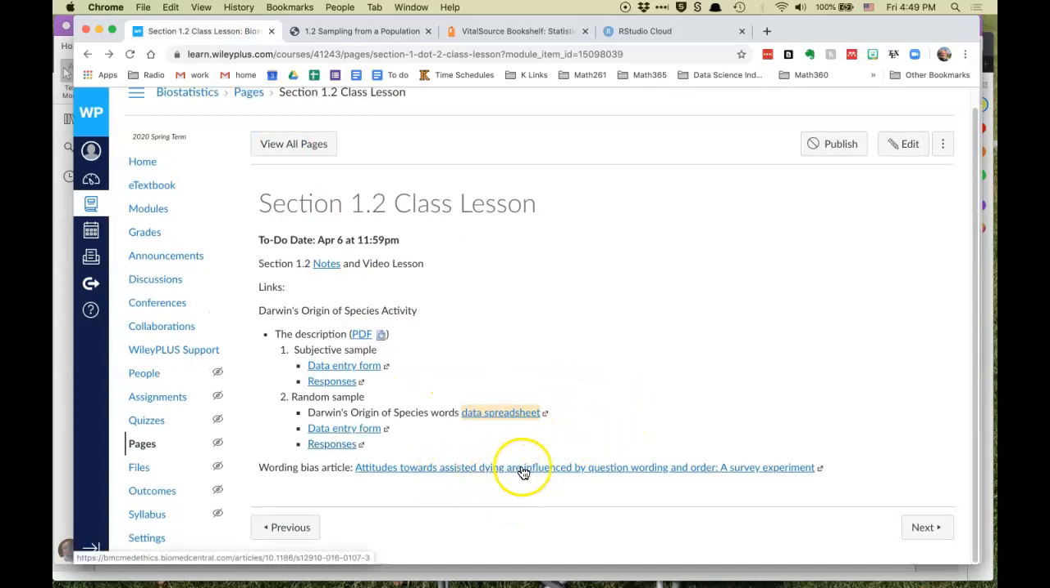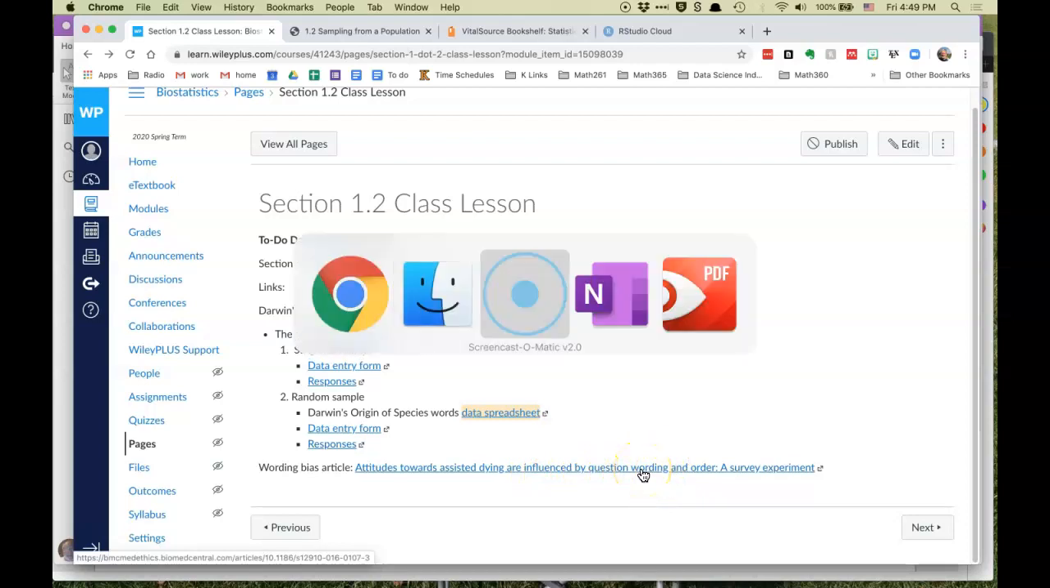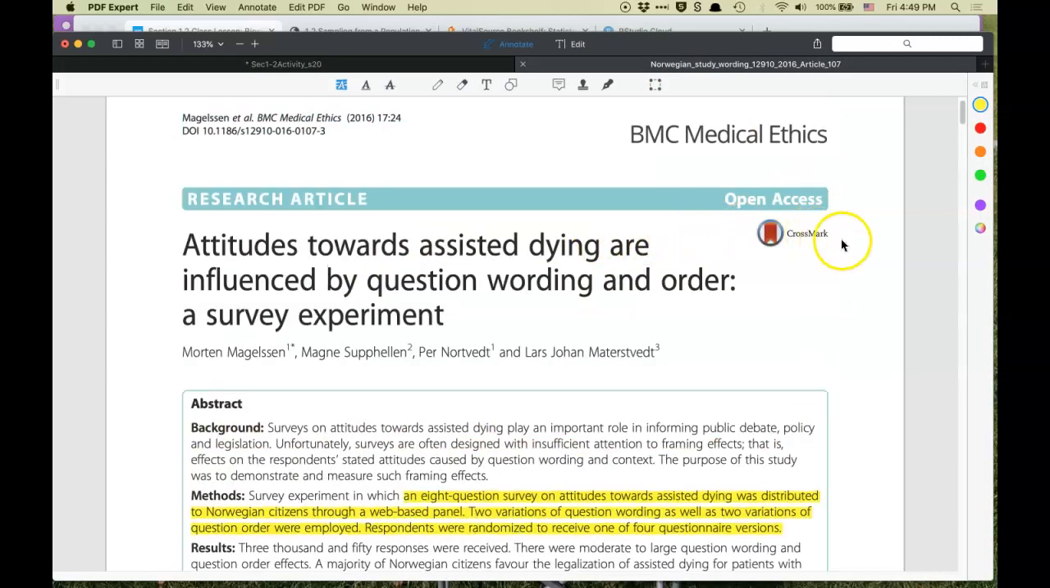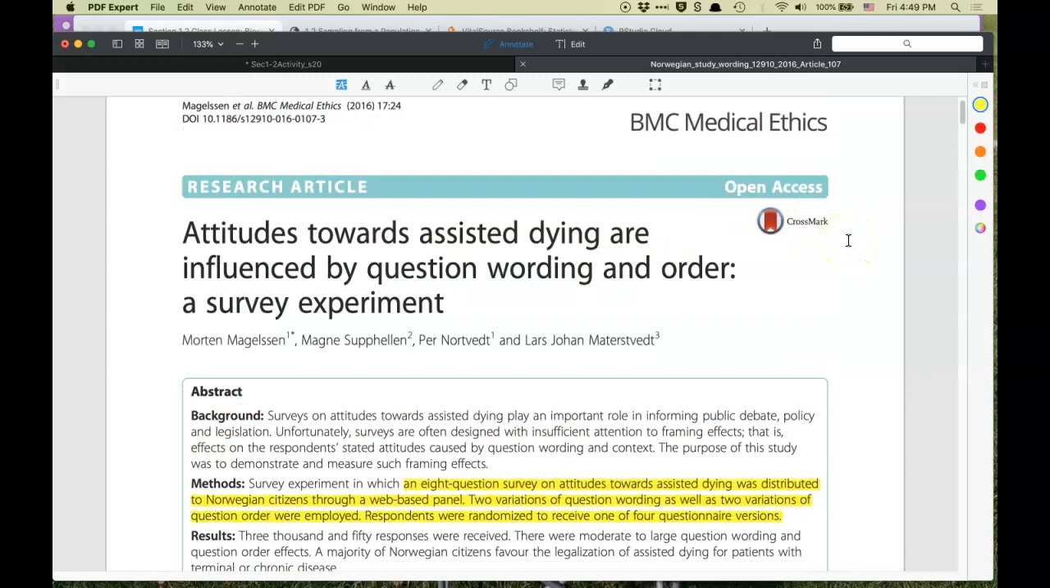It's attitudes toward assisted dying and how they're influenced by question wording and order. So I have a link for that. I believe I have my copy open here, but you can get a link here. So let me just take you through a little bit of this, because I want to give you some substance.